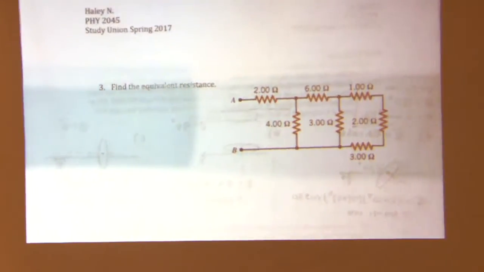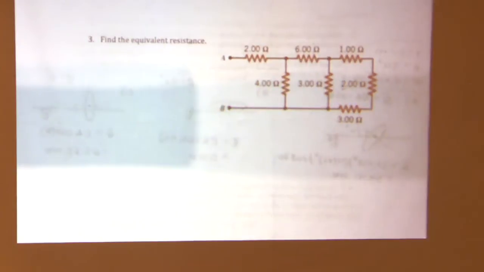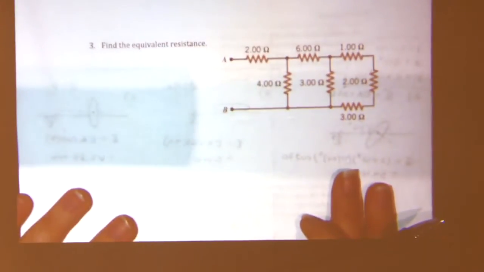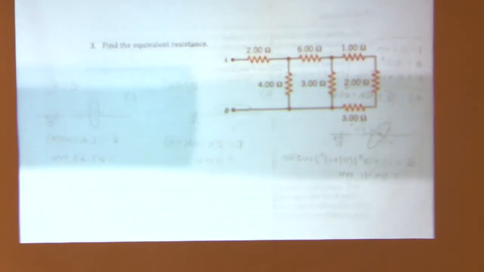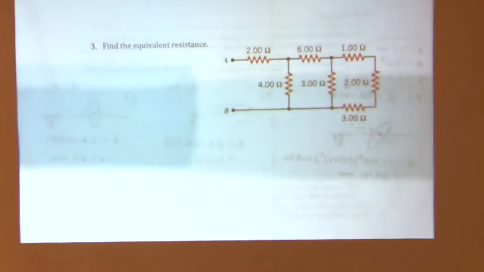So the next question, we want to find the equivalent resistance. Whenever you want to find the equivalent resistance, we want to break down this circuit all into one resistor. We'd do the same thing if they were capacitors, we would just add them up differently. So let's go ahead and start.